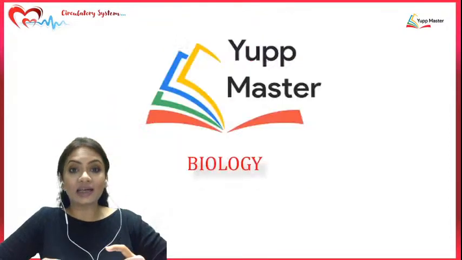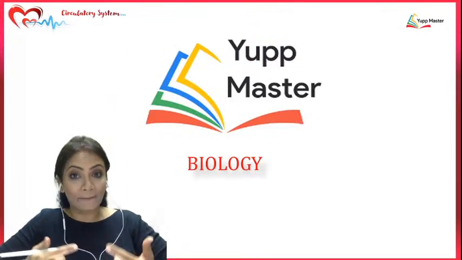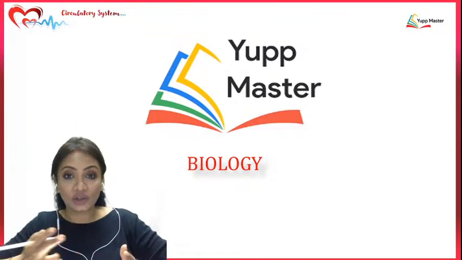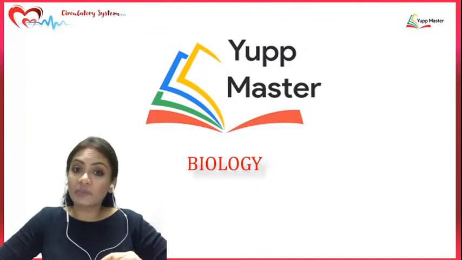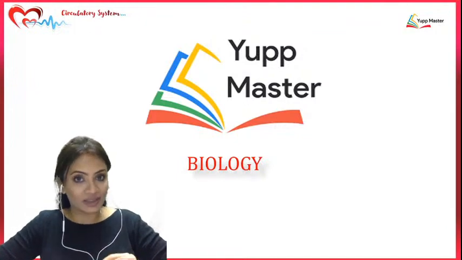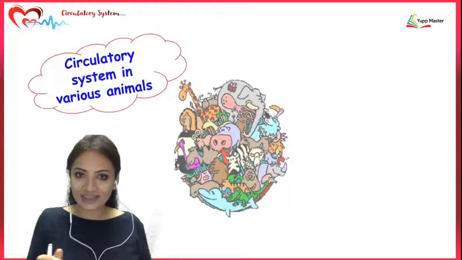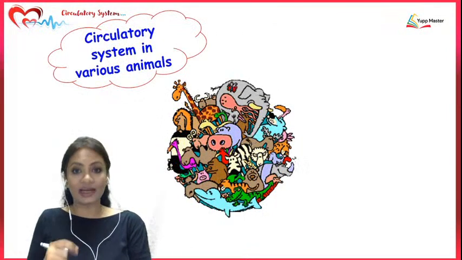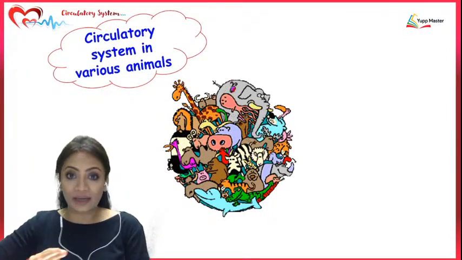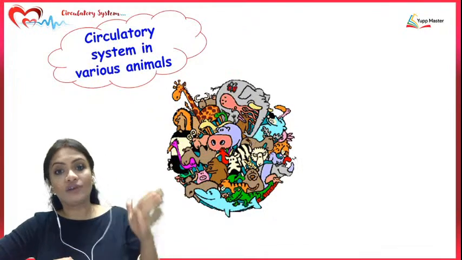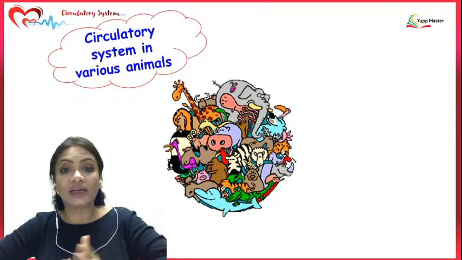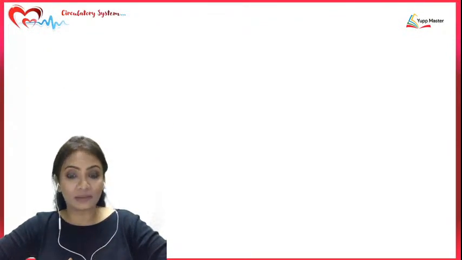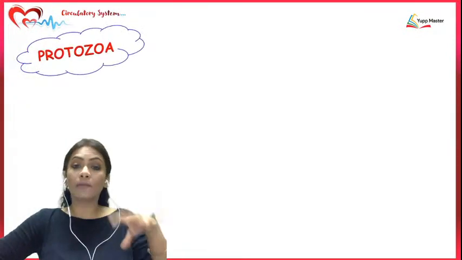Today, let us start with the circulation happening in different animals. Actually, what is the way that all the nutrients and the oxygen are being circulated in different animals? Alright, so let's begin with this topic of the circulatory system in various animals. When we're speaking about various animals, we will go according to the different phyla which are involved.